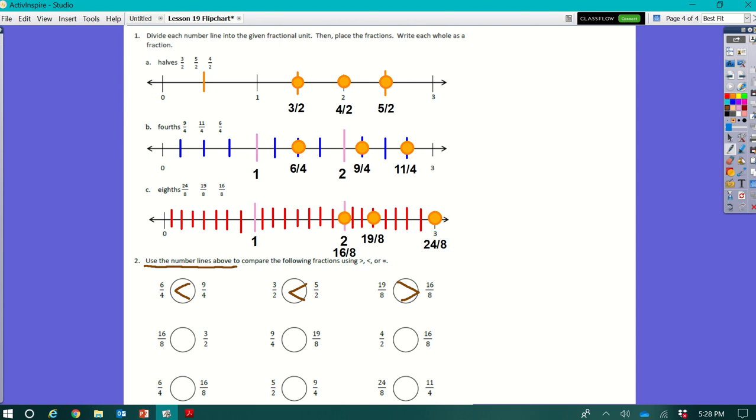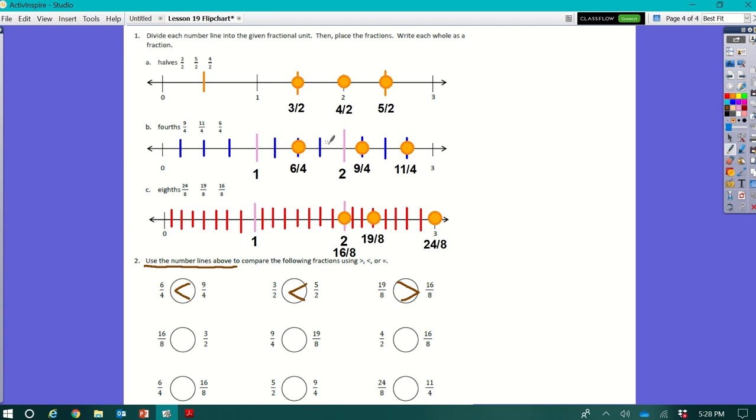Okay, for the rest of them, the denominators are different, and the numerators are different. So this is something that we haven't done, and this is something you definitely need to use the number lines for. So the next one is 16/8 compared to 3/2. So I'm going to go up to my number line. I'm going to find 16/8 is right here. 16/8 is right at the whole number of 2. And then 3/2 is up on line A. Look and find 3/2.